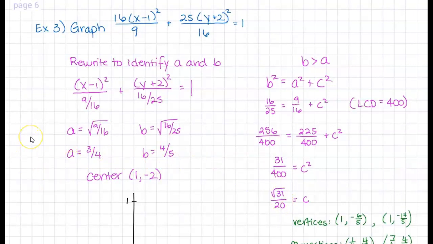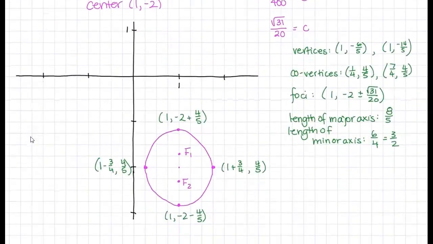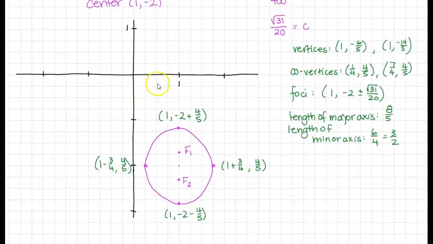All right, so let's take a look at the graph. So here's the graph right here. And the center, remember, is at 1, -2. I'm letting every 4 squares be 1. So there's my center. And then for the vertices, because this is a vertical ellipse, I'm going up and down. So I go up 4/5 and I go down 4/5. That's taking the y-coordinate and adding 4/5 or subtracting 4/5.